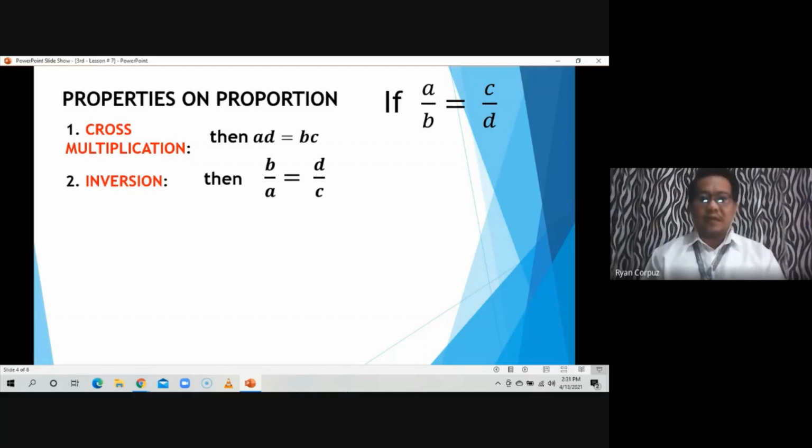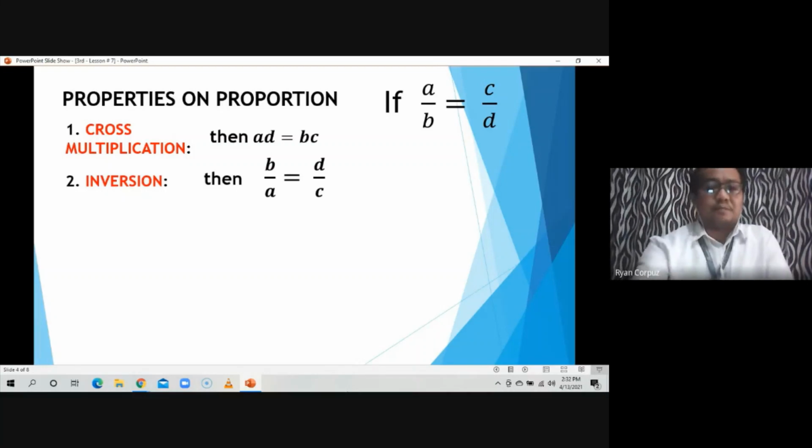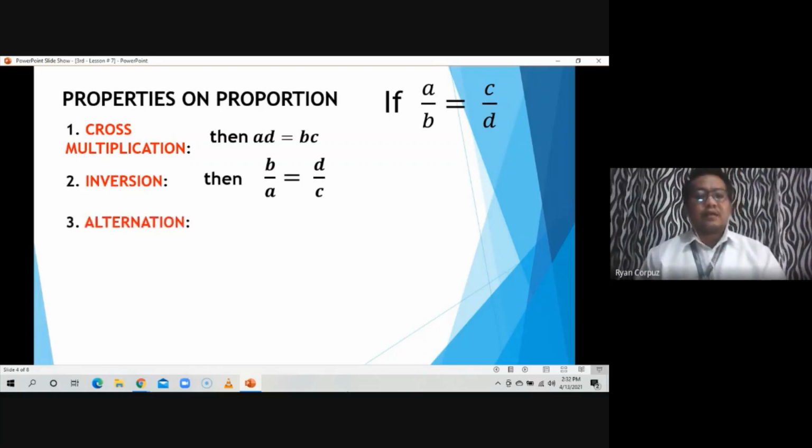So ganun pa rin yung mangyayari, equal pa rin yung given proportion. That is with the application of inversion, interchanging the position of numerator and denominator. Next, the third one is the alternation.